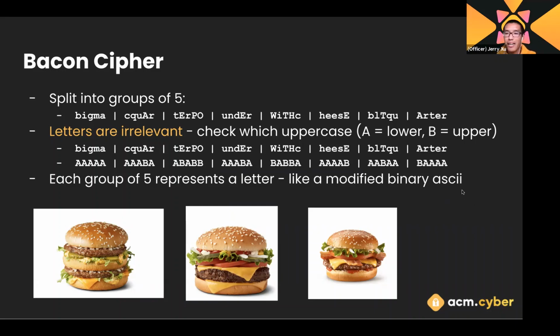So it's kind of like binary, ASCII in binary, but ASCII needs at least 7 bits, I think, because there's 127 things. Whereas here we only need 5 bits because we only have 26 letters in the alphabet, and 2 to the 5th power is 32.